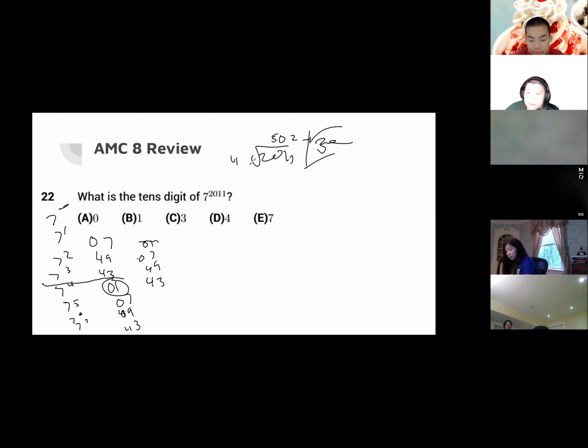The largest multiple of 4 that is less than 2011 is 2008. So that means that 7 to the 2011 will have the same tens digit as 7 cubed. 7 cubed's tens digit is 4, so this one's 4. Everyone who attempted this and got it wrong, got A.